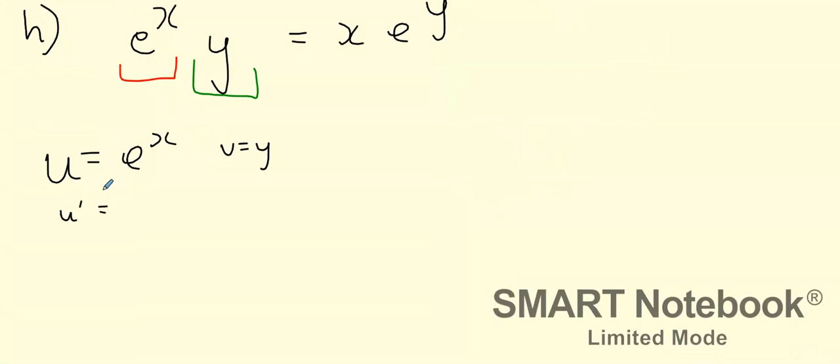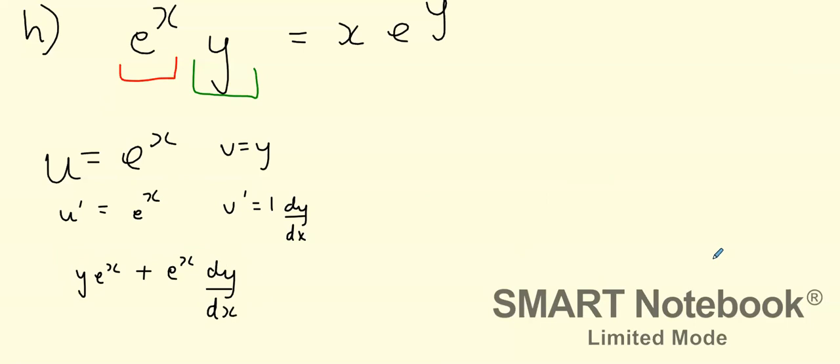u dash equals e to the x and v dash equals 1 dy by dx. So that's okay. So the left-hand side is going to become v u dash, y e to the x plus e to the x dy by dx. That's the left-hand side, that's sorted. I don't need to worry about that. Did you get that? So maybe you get a couple of marks for doing that.